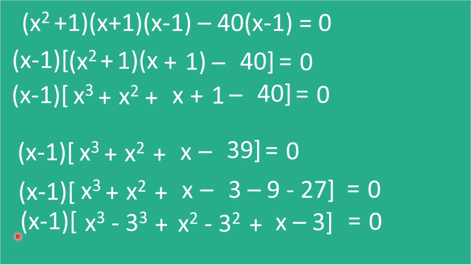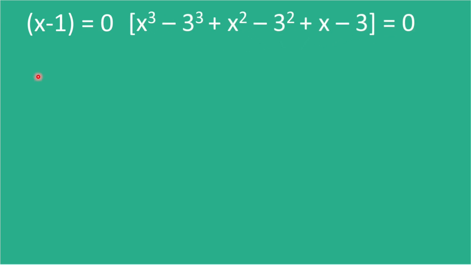And now in the next step we can compare these two values with 0, that is x − 1 = 0 and this whole value equals 0. So x − 1 = 0 means that x = 1. This is our first root of the given equation, and now we will try to solve the rest. Look at this: x³ − 3³, plus x² − 3², plus x − 3, which is equal to 0.